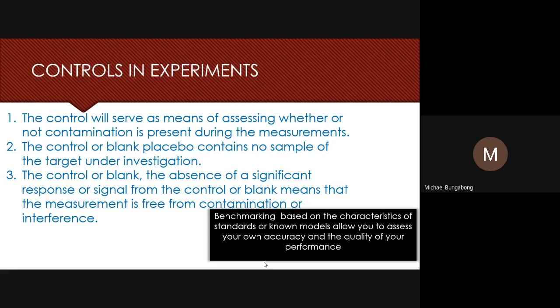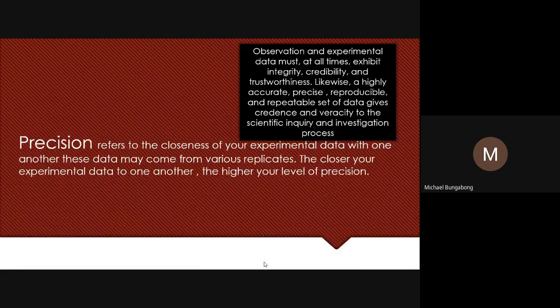So now the question is, what do you mean by precision, right? Observation and experimental data must at all times exhibit integrity, credibility, and trustworthiness. Likewise, a highly accurate, precise, reproducible, and repeatable set of data gives credence and veracity to the scientific inquiry and investigation process. So make sure, class, that we have this kind of characteristic as a researcher.